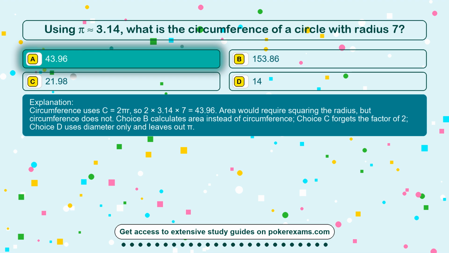Choice B calculates area instead of circumference. Choice C forgets the factor of 2. Choice D uses diameter only and leaves out pi.